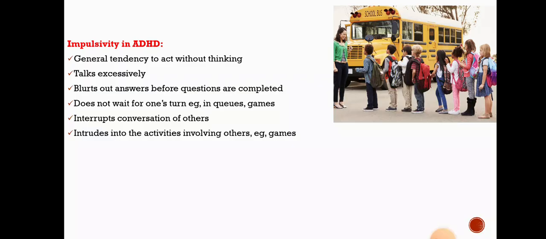And next, moving on to the impulsivity in ADHD. So without thinking anything, they will do the act. And talk excessively, they will talk more. And without completing the question, they will try to give answer. And as you can see in this picture, they were standing in the queue. So if the child has ADHD, they cannot stand in a queue due to lack of attention.